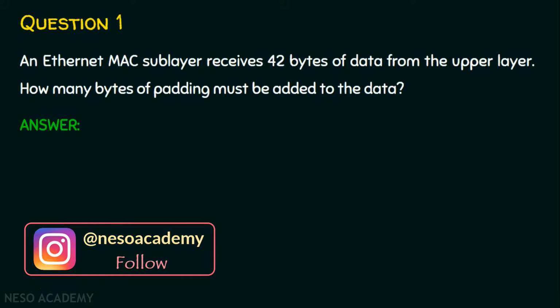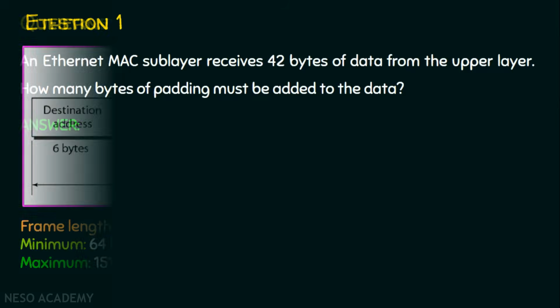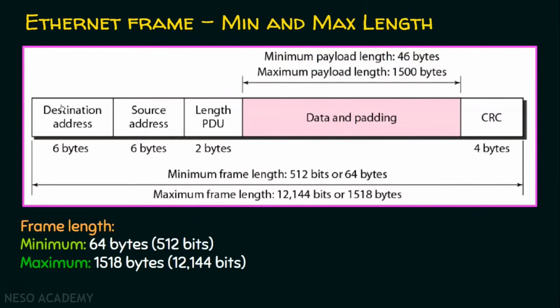Before answering this question, let's revisit the Ethernet frame format. In the Ethernet frame format, the minimum and the maximum length of data and the minimum and maximum length of the frame is addressed. So the minimum and the maximum payload length, or the data length, is given here. This part is the data that we get from the upper layer, that is the network layer. And whatever we get from the upper layer, the minimum length should be 46 bytes and the maximum length should be 1500 bytes.